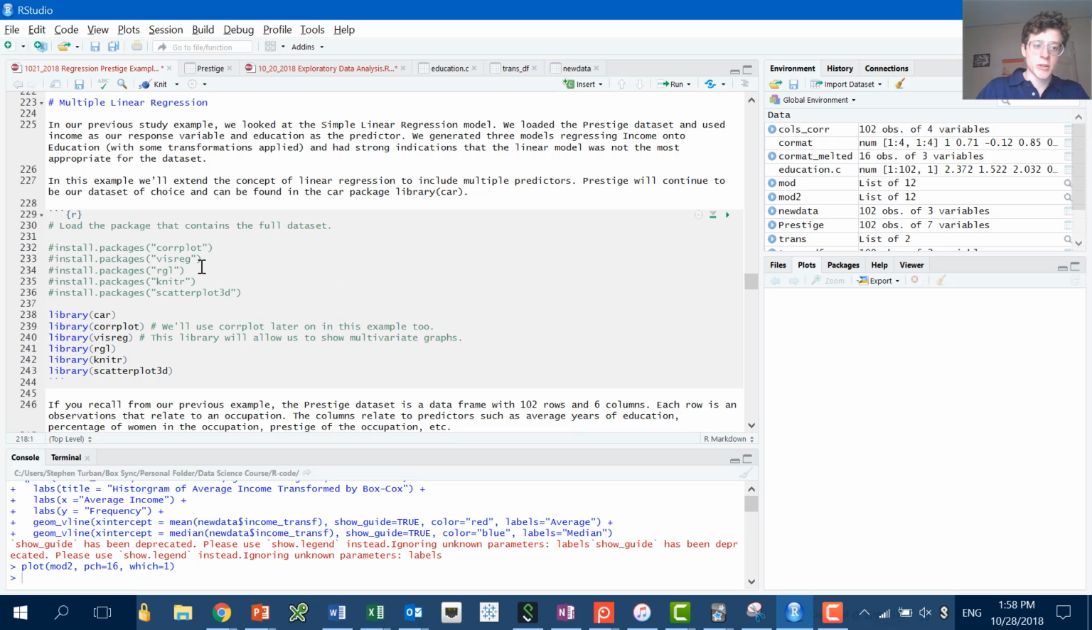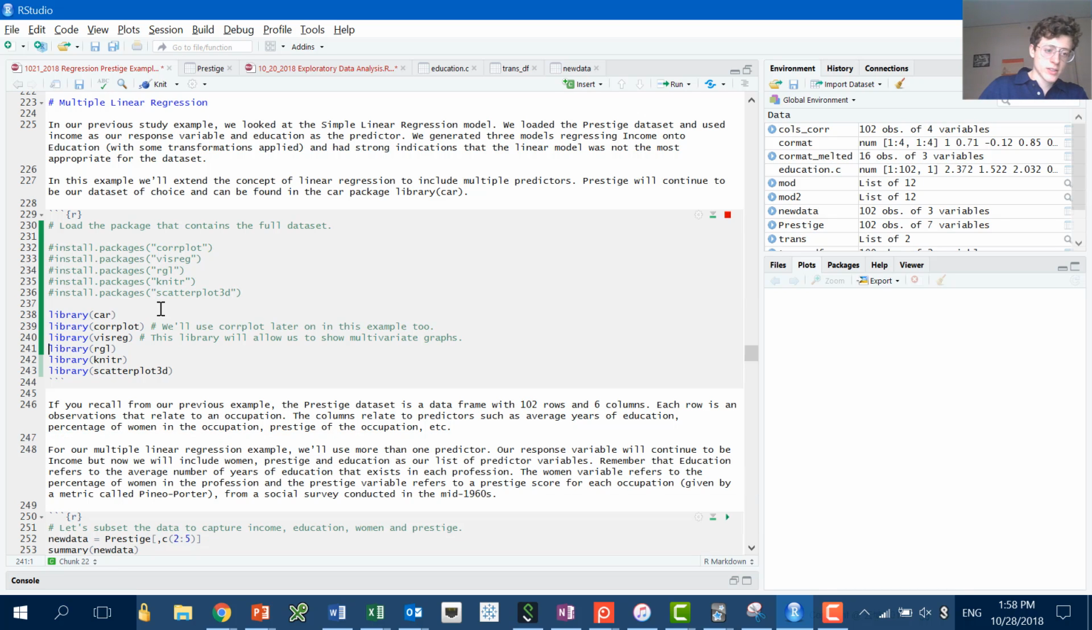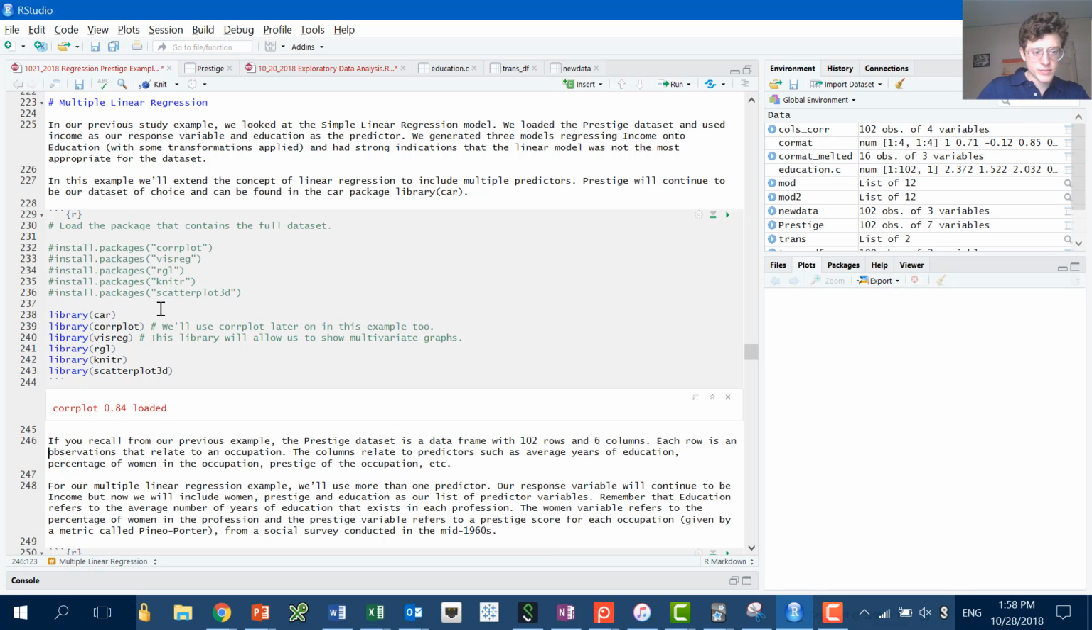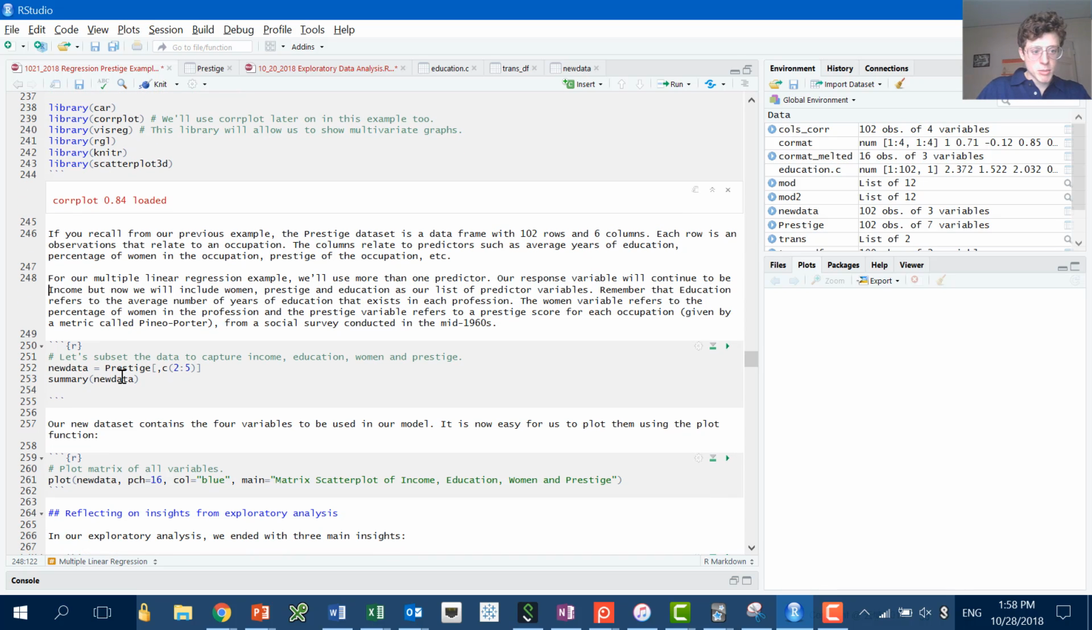So now we've got multiple linear regression. Let's just re-upload these libraries. Similar to before, in this case, I'm going to make this as simple as possible. I'm just going to use 3 dimensions, so 2 predictor variables and 1 response variable, income. I'm going to use education, women, and prestige to predict income.